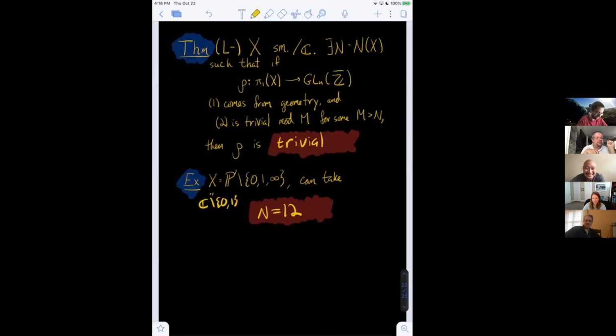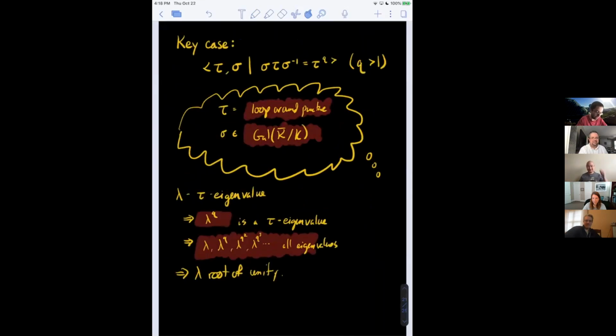So tau doesn't have to generate the whole group? That's exactly right. So this is saying anytime you have a curve and you delete a point and you take a little loop around that point, then it always has root of unity eigenvalues. It's really incredible. It's like a universal fact about all representations.